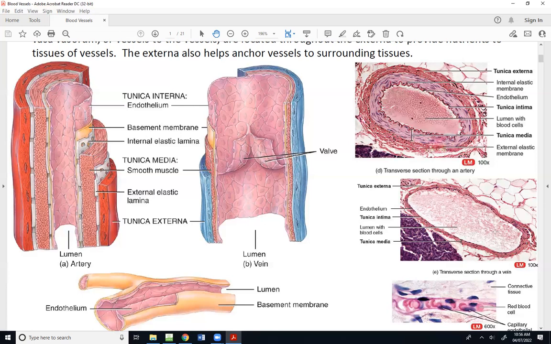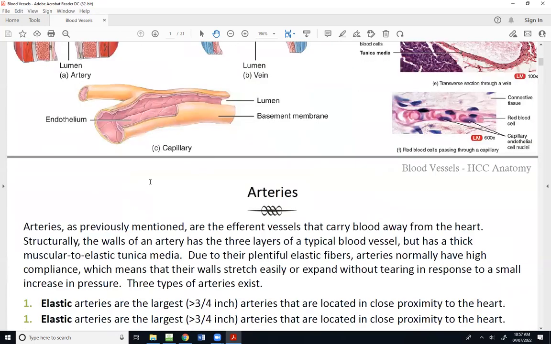As far as those three images on the left, I do actually want you to identify those different things. So make sure you know those, and make sure you can identify which one's an artery, which one's a vein, and which is a capillary as well.